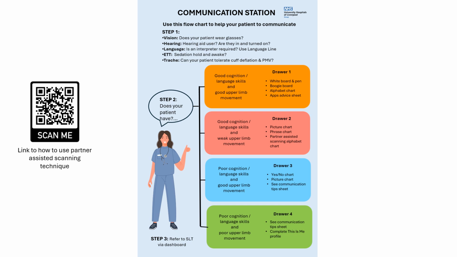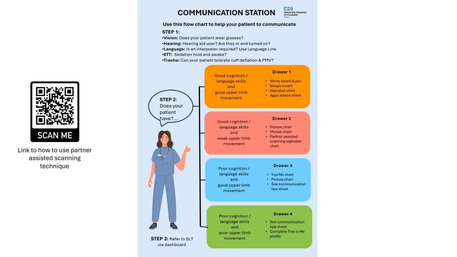Step 1. This is just a reminder about some simple things that can make a big difference: checking glasses or hearing aids. Step 2. Use the flowchart to consider A, your patient's language or cognitive status, and B, your patient's upper limb function. Then go to the numbered and coloured drawer to find the appropriate resources.